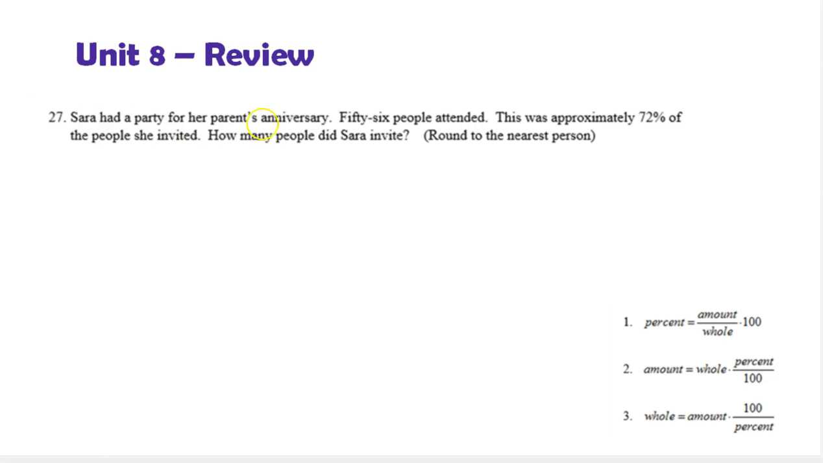Sarah had a party for her parents' anniversary. 56 people attended. This was approximately 72% of the people she invited. And we're asked, how many people did Sarah invite? Round to the nearest person. Let's see what we got here. Here's the percent, we're given that value. It says percent of the people she invited. Since it's followed by of, we're talking about the whole. So the number of people she invited is the whole.